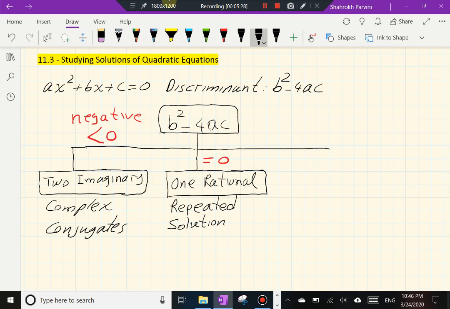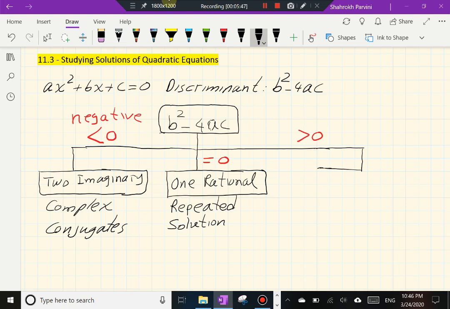And finally, when the discriminant is positive, so here's a case now where the discriminant is positive. And for this one, we're going to actually have two cases of its own.